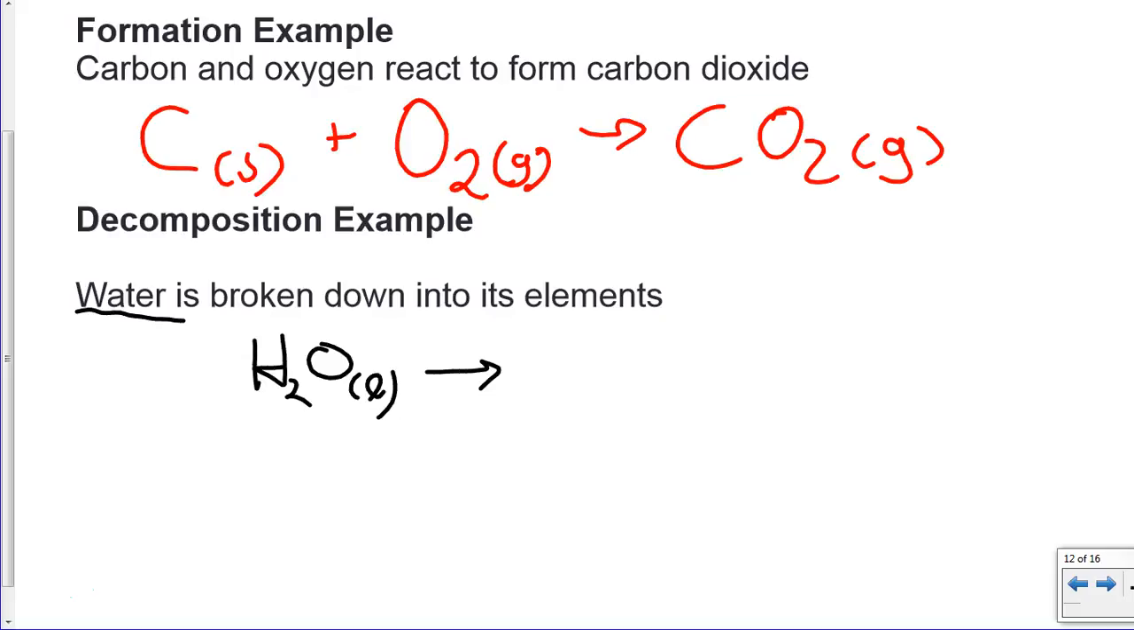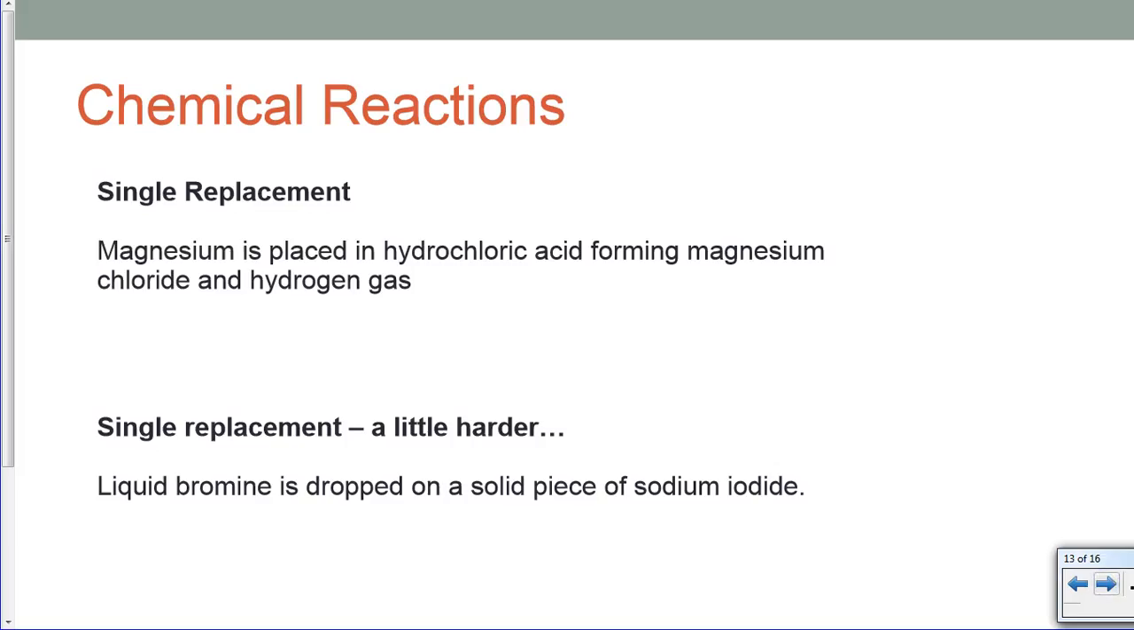Now, what you should remember is the diatomic molecules, or diatomic elements, from the periodic table that we discussed earlier. So when we write H, it's always H2 gas plus O2 gas, and you are off to the races. Hey guys, how do you know how many elements exist, or how to break it down? Remember, you're just looking for capital letters. Easy. Now, single replacements. Magnesium is placed into hydrochloric acid, forming magnesium chloride and hydrogen gas.